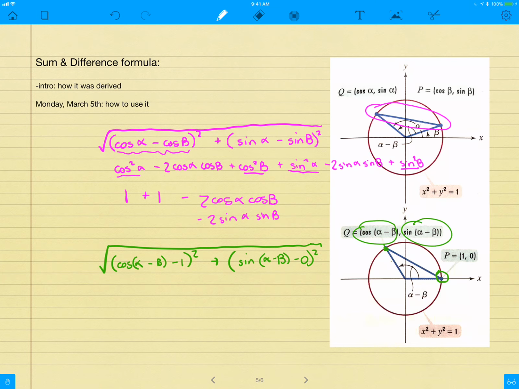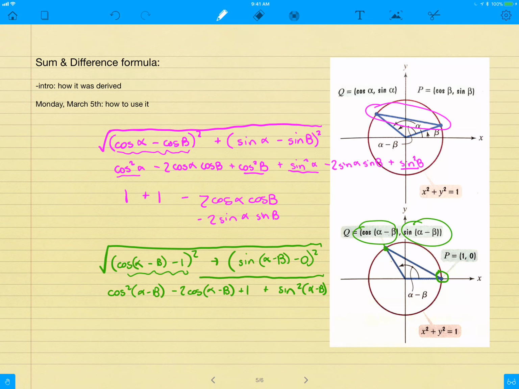If you square these, we'll eventually get cosine squared of alpha minus beta, minus 2 cosine of alpha minus beta, and then plus 1. That's if you're going first out or last for this first item here. The second item, if we square it, the 0 just goes away, and we're just squaring a sine, so we'll have sine squared of alpha minus beta.